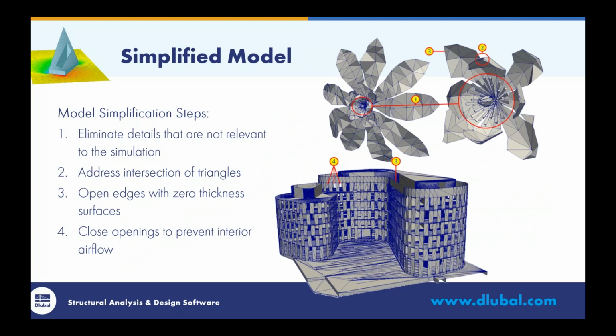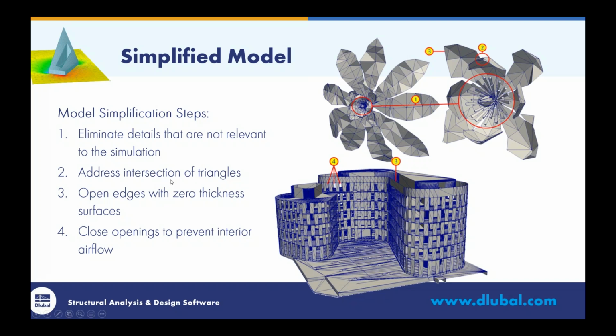So if we take a look at the various points we're going to address with this simplified model and the mesh shrink wrapping, the first is to eliminate details that are not relevant to the simulation. And a perfect example of this is these 2 flower models over here on the upper right. You'll notice with the note number 1 here, we're pointing to the inside of these flowers that have quite a bit of detail going on. Well, by simplifying this detail, we'll go ahead and simplify the model, create a better mesh, but it won't sacrifice our wind loads on the structure. And essentially, these details are not important.